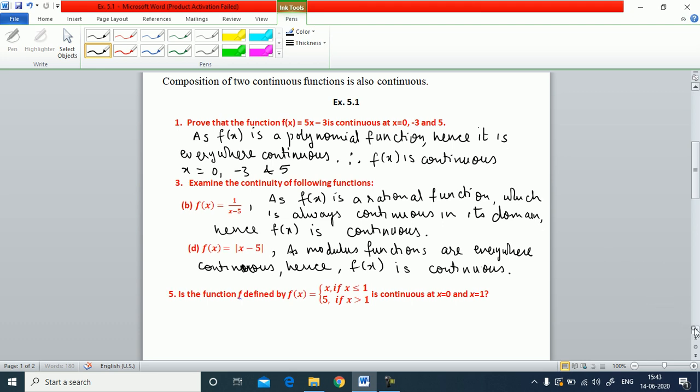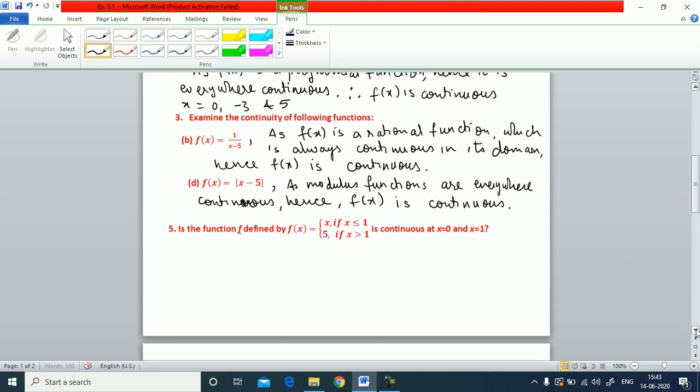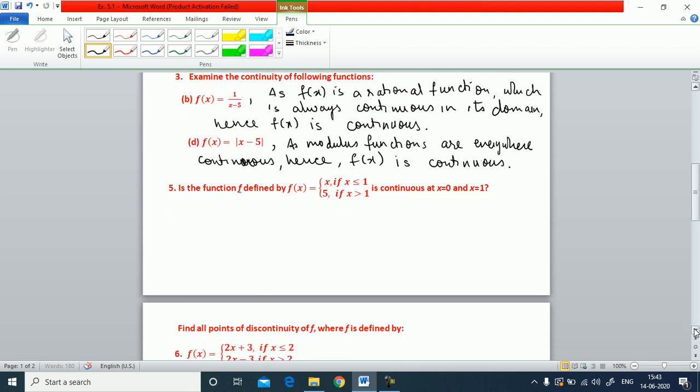Okay, let us try changing the nature of the function now and check, can we find some point of discontinuity for it or not. Look at this function. f is defined in two ways. They are saying for x less than or equal to 1, f(x) is x, and for x greater than 1, it is 5. So we have to check whether it is continuous at 0 and whether it is continuous at 1 or not. So first we will check for 0.